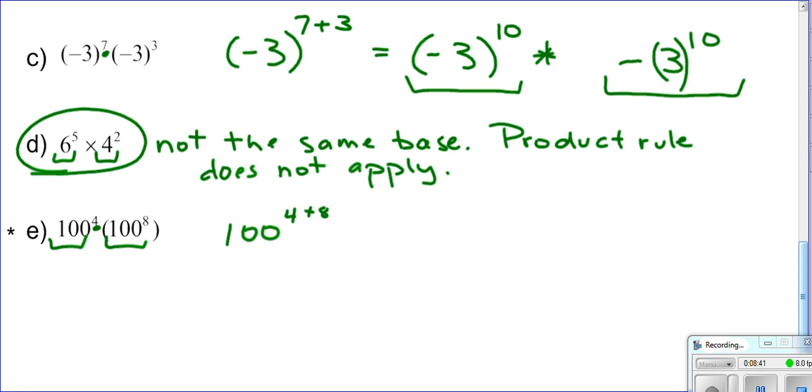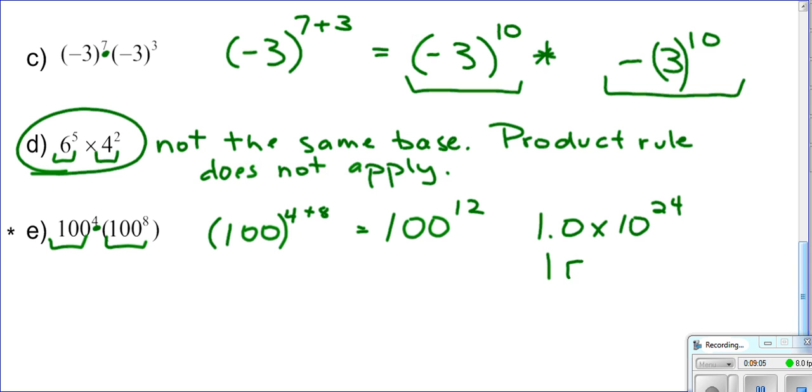Because the base is positive, it doesn't matter if we use the brackets or not. It's kind of a personal preference. So you can either leave them off or you can put them on. As long as the exponents stay outside the brackets like that, then we're okay. And so we get 100 to the power of 12. And if you put this in your calculator, you would get 1.0 times 10 to the 24. Or you might see 1e24 in your calculator. What that means is the decimal place needs to go 24 times to the right. So there's actually 24 places of zeros behind that number.